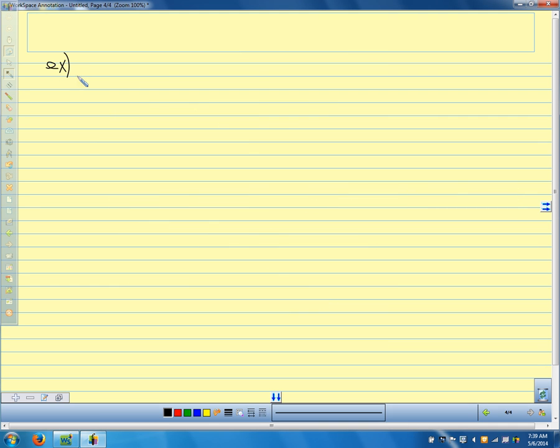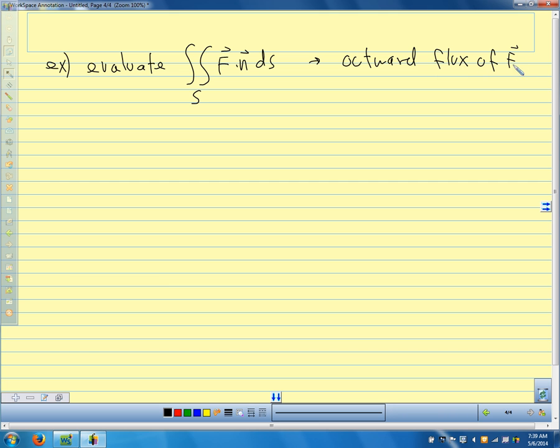So, an example. We want to evaluate this flux integral of f over S of f dot n dS. And I'm going to rewrite this in another way that you might be asked this question: find the outward flux of f through S, and we want to use the divergence theorem.